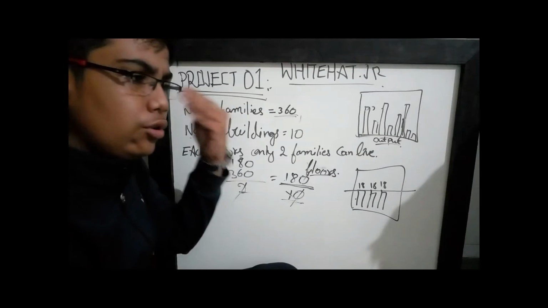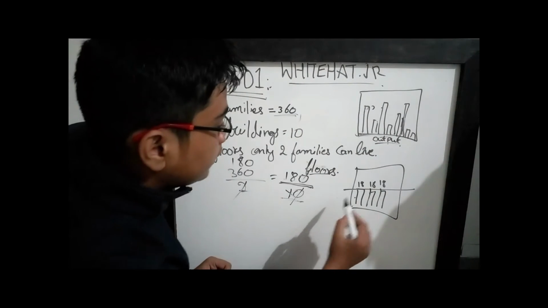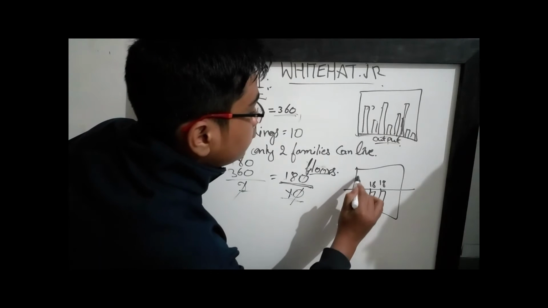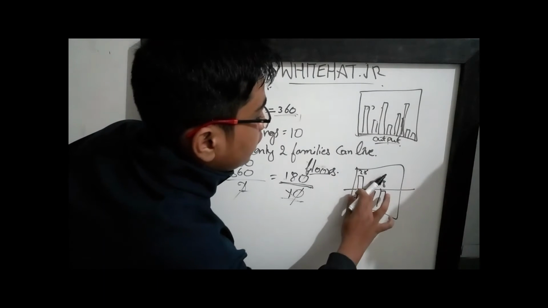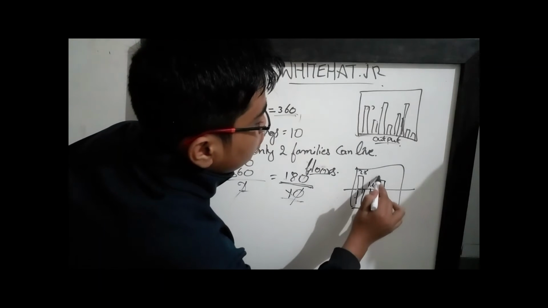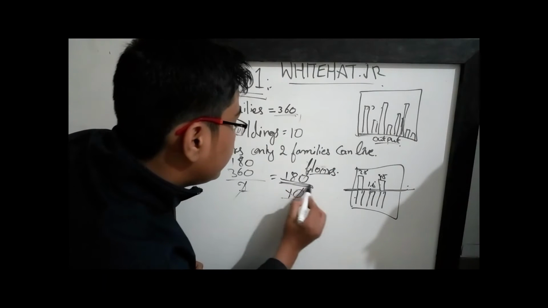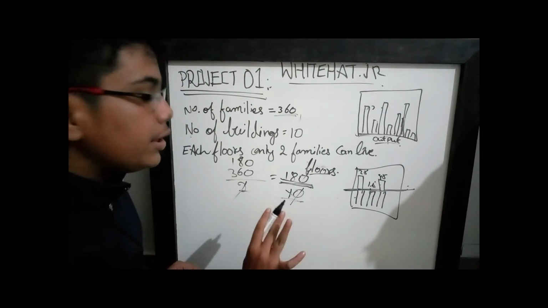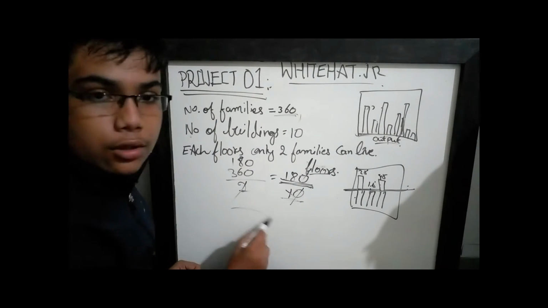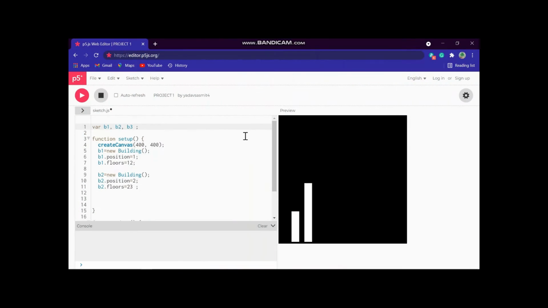But use your unique brain, your unique creativity, and you can do it differently too. You can increase this number to 25, or decrease it to 16, or increase it to 95. But the total across all 10 buildings should be 180. Then the answer will be correct. Hope you understand this. So let's now go to our coding.